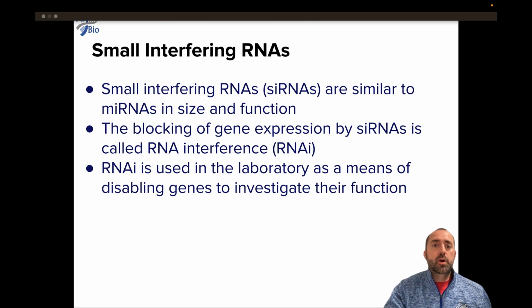A lot of that's done by what are called small interfering RNAs. siRNAs are similar to microRNAs in their size and their function, but they block gene expression by using what's called RNA interference, or RNAi. They've actually started using this in laboratories as a means of disabling genes and investigating their function. Essentially, they can turn specific genes off and see how cells in the lab respond to that one specific gene, getting more of an insight as to what that gene and that protein actually does for the cell.